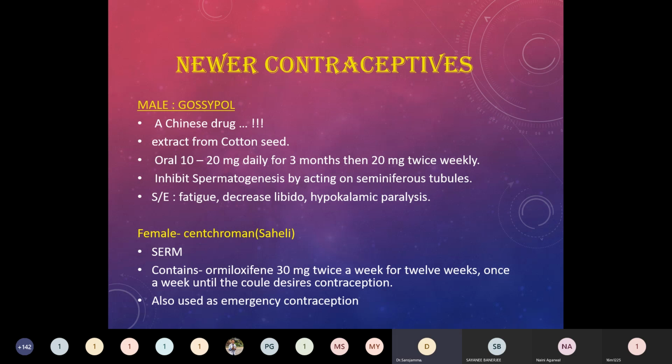And it contains ormeloxifene, taken twice a week for 2 weeks, followed by once a week until the couple decides on contraception. It's also used as emergency contraception. The efficacy of these Saheli pills is still not established to be used as a regular contraceptive, but it is more often used as an emergency contraception.